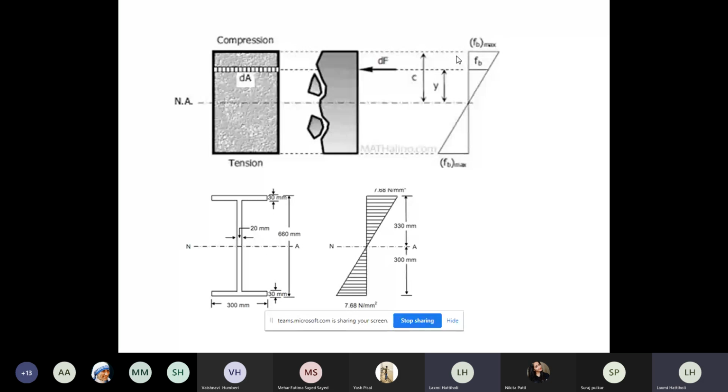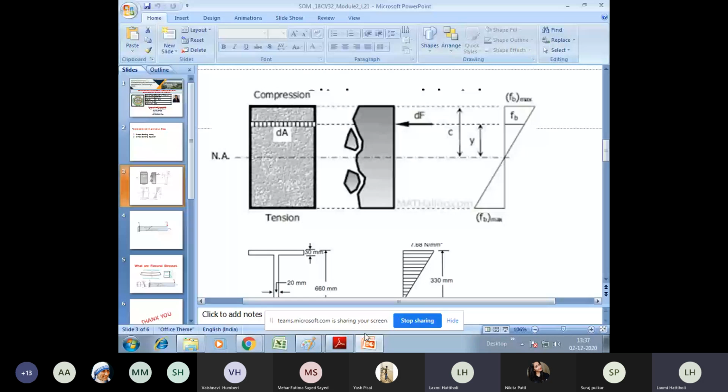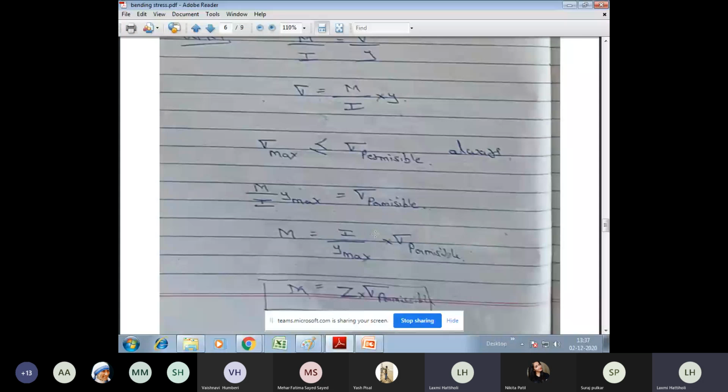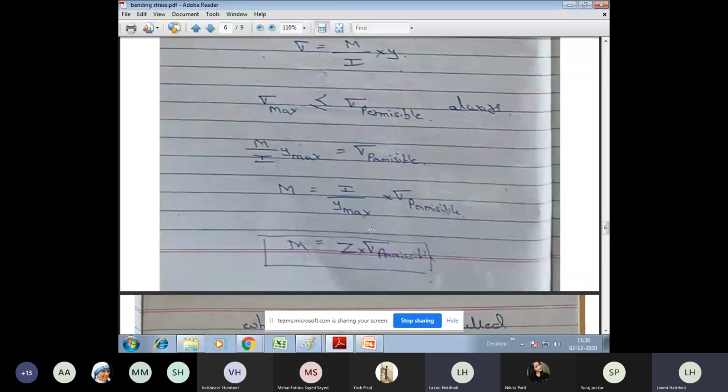Because y is maximum at the top surface, the bending stresses are always maximum at the top or at the bottom surface. That is why I have taken y maximum in my equation. So the equation here is M equals I divided by y max into the permissible stress.